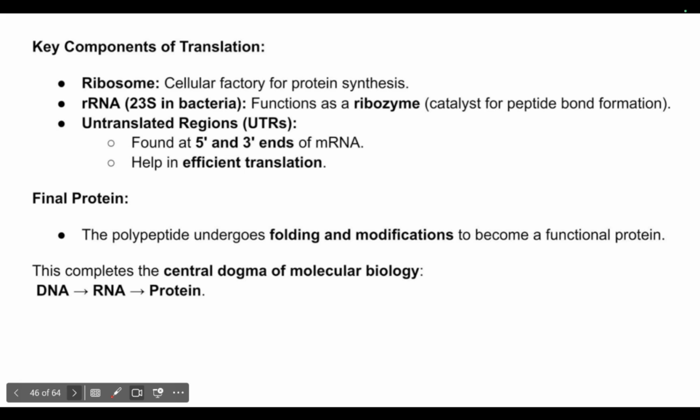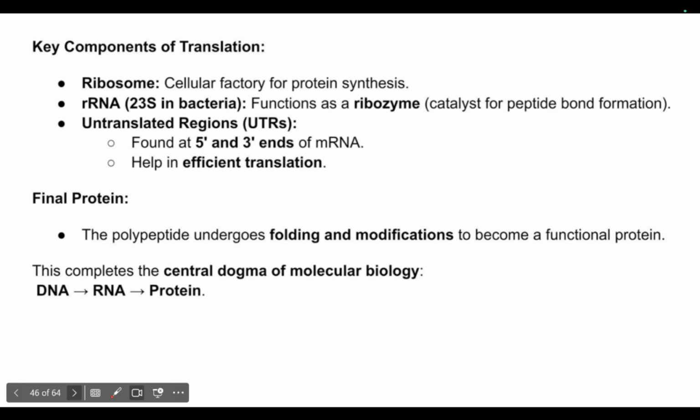So here, let's see some key components of translation. One of the key components of translation is the ribosome, which is why it is also called the cellular factory for protein synthesis. Another important factor for translation, as I said earlier, is the rRNA, and specifically 23S rRNA in bacteria, which functions as a ribozyme. So this is the catalyst for peptide bond formation. Apart from this, the mRNA also has untranslated regions, which do not have any codon and are not translated, and they are present at the 5' and 3' ends, but these are very important for efficient translation. So once again, if I repeat, untranslated regions do not have any codon, they do not code for any amino acid, they are found at the 5' and 3' ends, and they are very important for efficient translation.